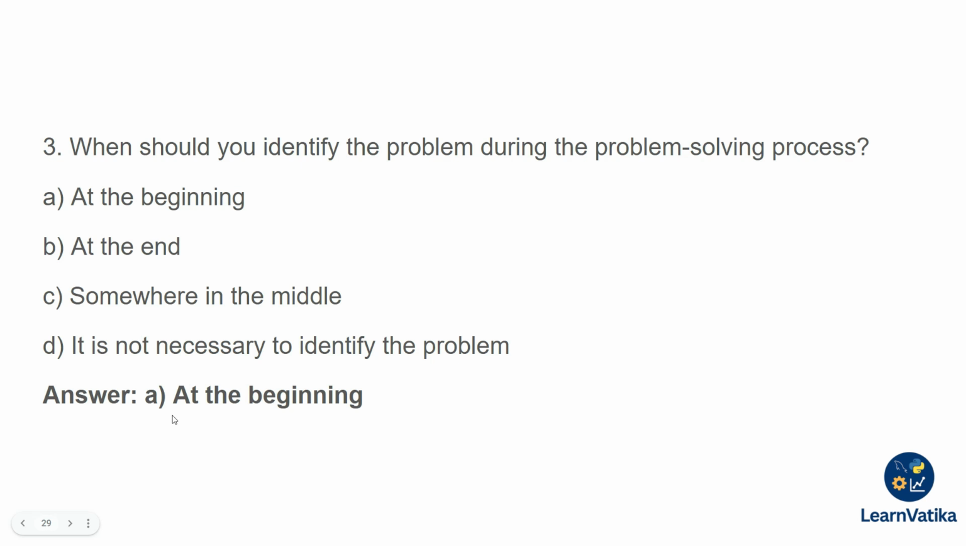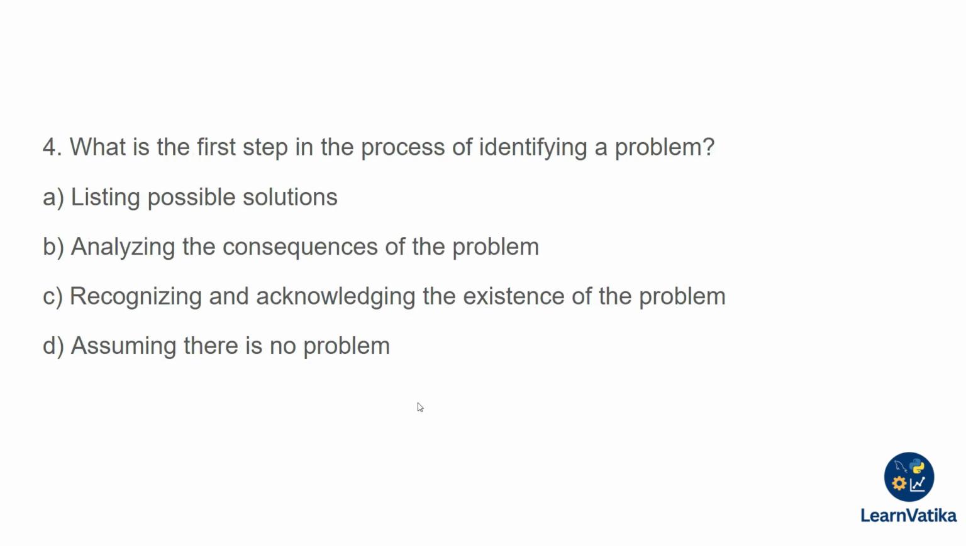The correct option is option A, at the beginning. Question 4, what is the first step in the process of identifying the problem? Option A, listing the possible solution. Option B, analyzing the consequences of the problem. Option C, recognizing and acknowledging the existence of the problem.